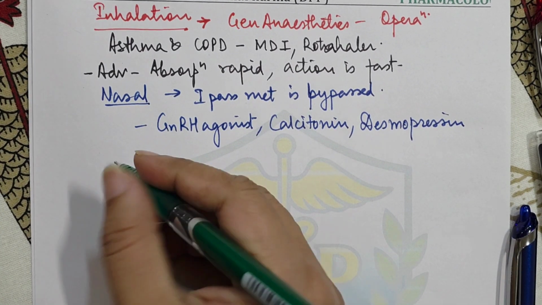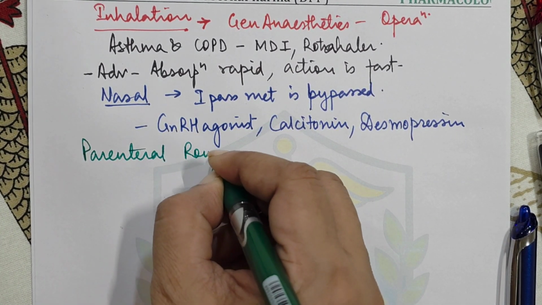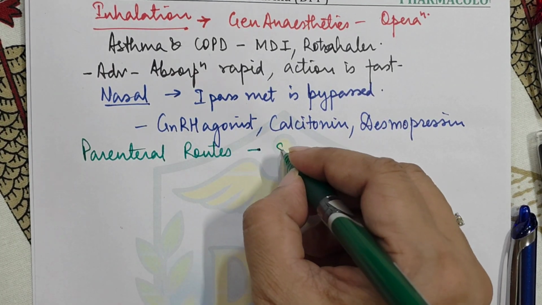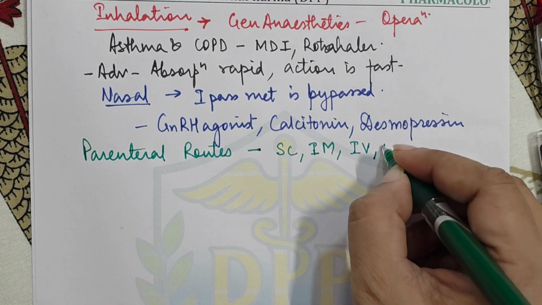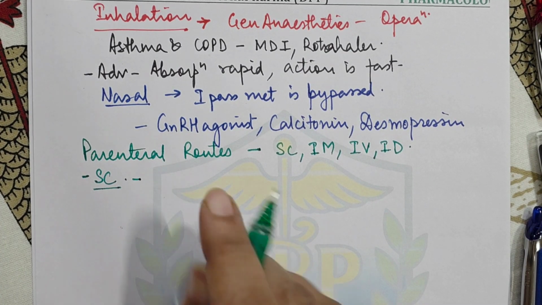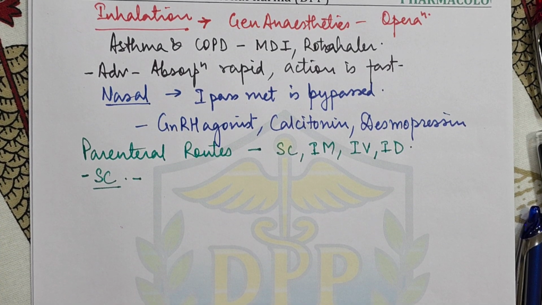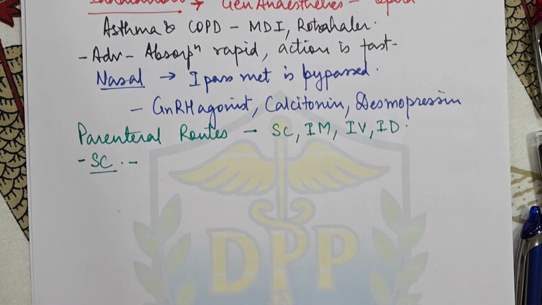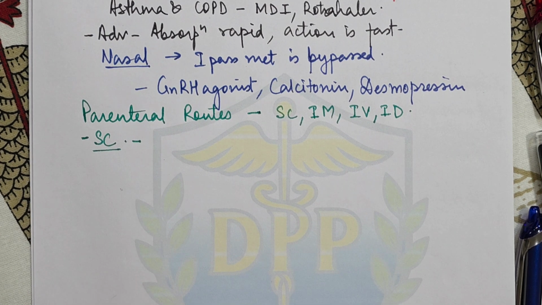Then coming to the parenteral routes. In the parenteral routes, we have subcutaneous, intramuscular, intravenous, and intradermal. Let us see the subcutaneous route first. Conventionally, parenteral means when the drug is given by injection, so the drug is directly taken into the bloodstream without going into the intestines.